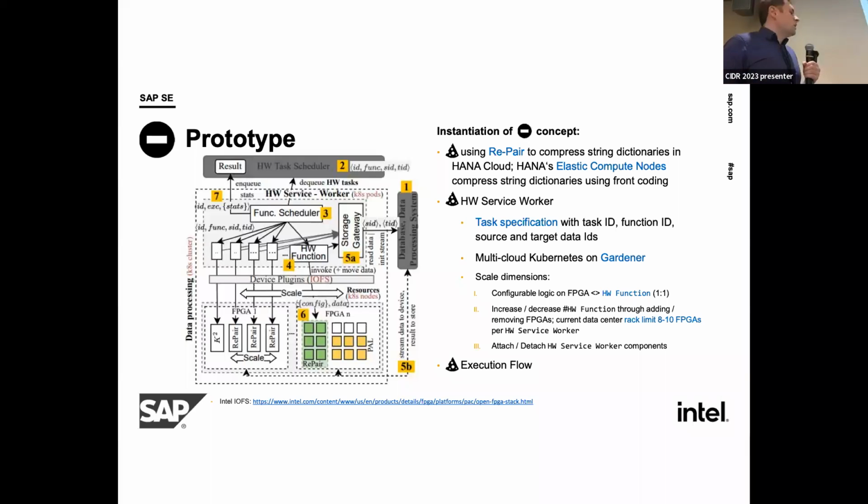Or we can also go further up to the hardware functions, and with current data center architecture, we found that we can have maybe 8 to 10 of the FPGA cards in such a data center rack. Maybe this will change in the future, but it's basically how we can scale there, and then we can of course scale the hardware service workers themselves.